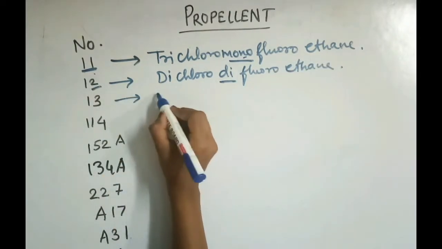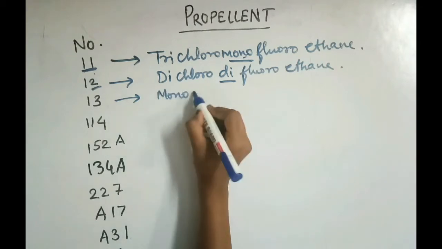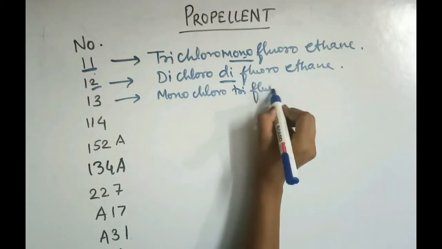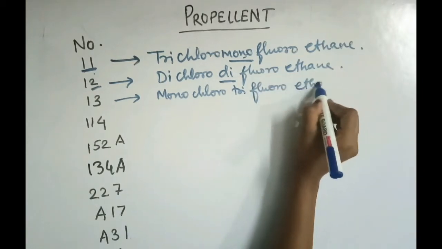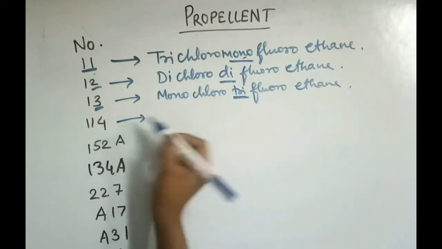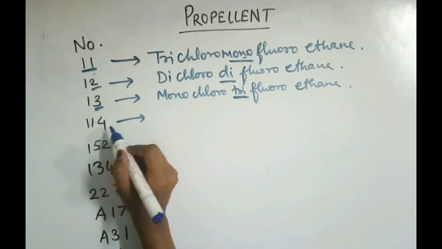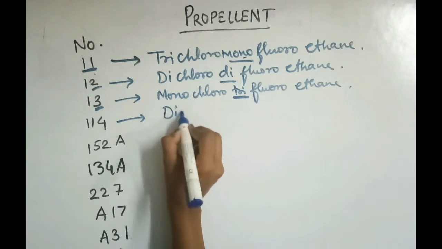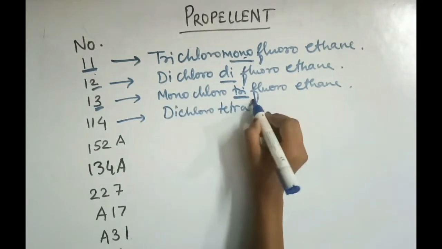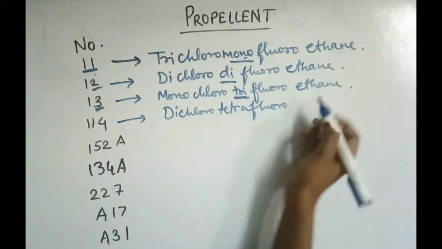If it is 13, it is monochlorotrifluoroethane. So this 3 indicates tri. Now it is 114, that is dichlorotetrafluoroethane.